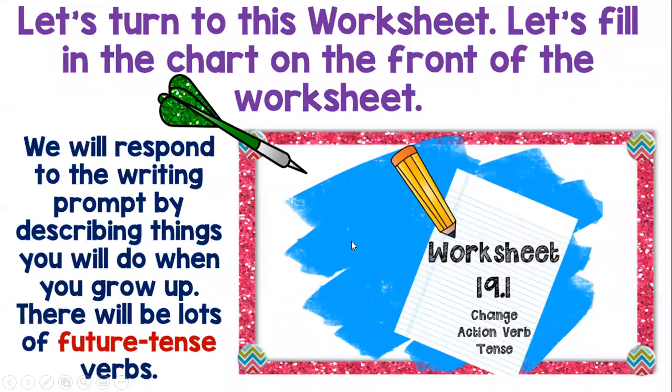Now look at worksheet 19.1. You are going to write the present tense of each of the verbs. This is page 105. So what you can do, if you need to, pause the video and find it. We're going to go over the top part together and then discuss the prompt that you're going to be writing on. All right, the top of your paper, we're going to change the present tense to the future tense. So we're going to add will to the verb to make it future tense.